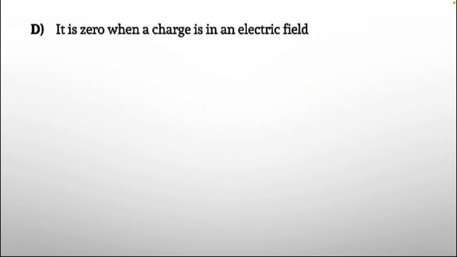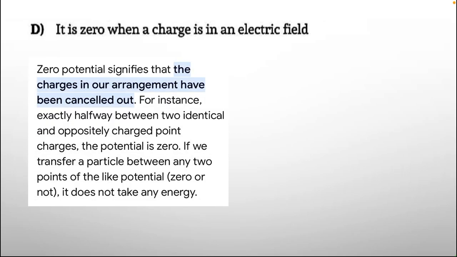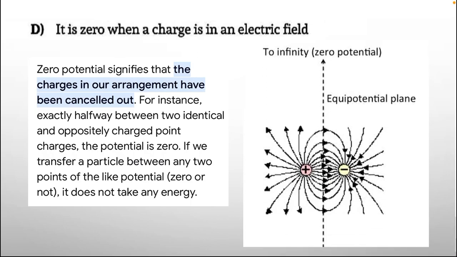Option D, it is zero when a charge is in an electric field. Zero potential signifies that the charges in our arrangement have been cancelled out. For instance, exactly halfway between two identical and oppositely charged point charges, the potential is zero. If we transfer a particle between any two points of the like potential, zero or not, it does not take any energy. So at infinity, zero potential. Here the midline is showing the zero potential, so this is also an incorrect option.